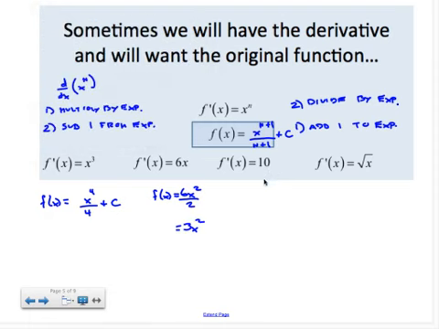Okay, what if it's just a 10? Well, that's technically 10x to the 0, right? So to go backwards, what do we do? We add 1 to the exponent. So we get 10x to the first, divide by the new exponent, which is 1.